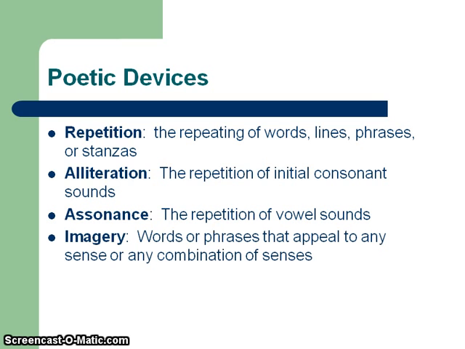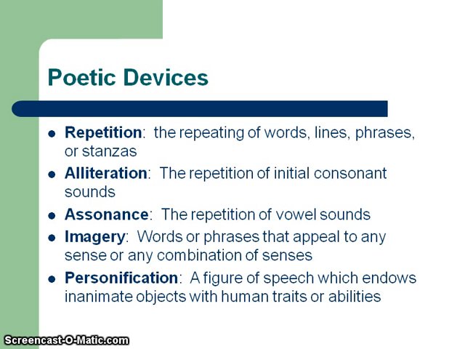Imagery is words or phrases that appeal to any sense or any combination of senses. So, if an author or a poet is talking about their grandmother's apple pie, and that they can taste the cinnamon, or smell the cinnamon wafting through the air, that's an example of imagery. They're trying to really give you a sense of that apple pie. Personification is a figure of speech which endows inanimate objects with human traits or abilities. A good example is, the leaves were dancing in the wind. So it's really giving something that wouldn't normally have human qualities those traits or abilities.